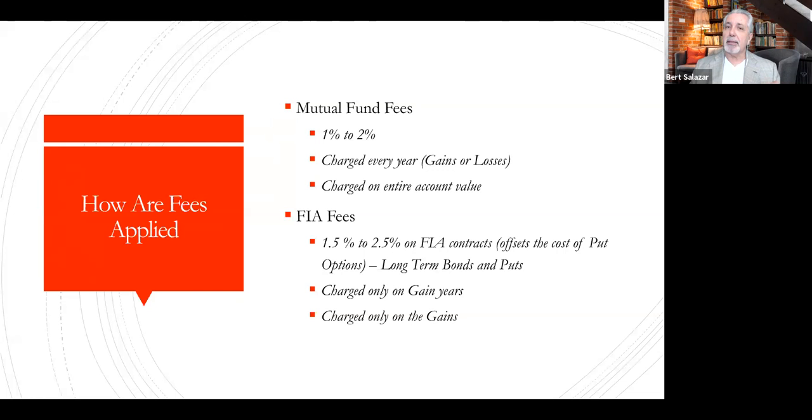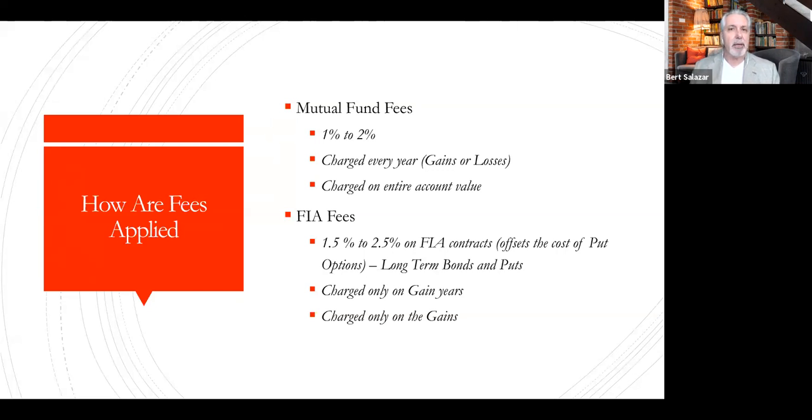Now, the other thing that is different between a fixed index annuity principal protection program portfolio and traditional mutual funds or 401ks and IRAs is that the fees are only charged on the years that there is a gain in the portfolio. Because remember, if there's a loss in the portfolio, you cannot lose, so that is guaranteed to you. And it is only charged on the gains. And that's a big, big difference compared to anything that you may have heard of in the past.